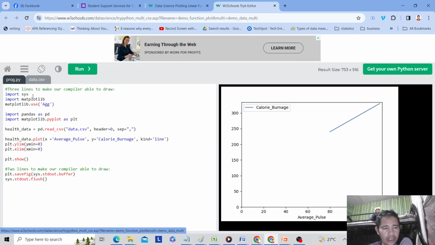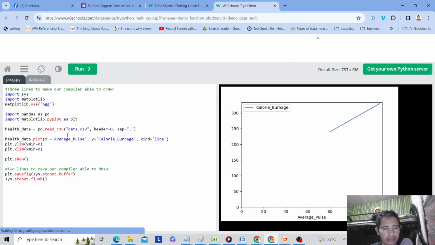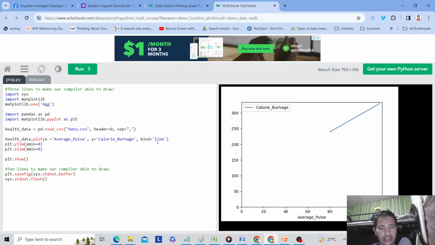We have two imports here. Import sys, import matplotlib, then matplotlib.use('Agg'). Import pandas as pd, import matplotlib.pyplot as plt. For our health data, we read the values from our data CSV. This is our data CSV. We read that using this particular code, with a header and a separator of comma. Then after that, we have healthdata.plot(x='Average_Pulse', y='Calorie_Burnage', kind='line').